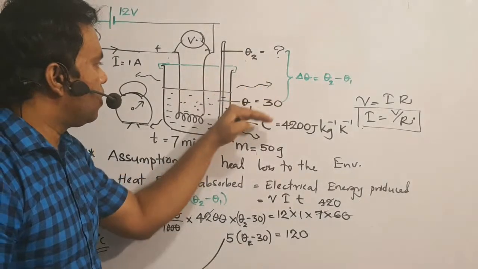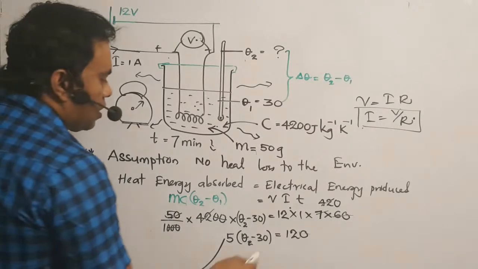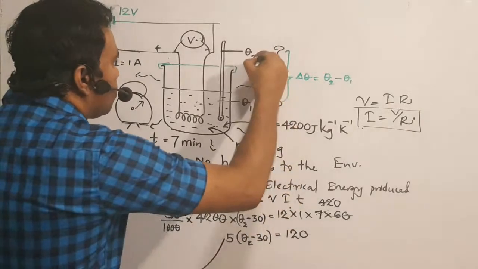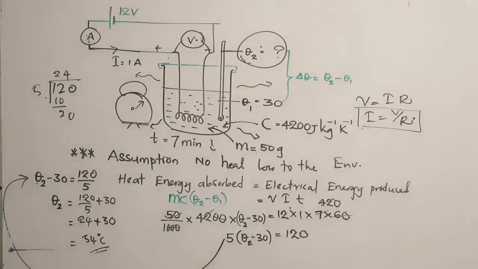Okay, so theta 2 is heated up to 54. Then temperature change. If you are asked what the temperature change is, you can simply calculate that. If you are asked what's the final temperature, you can answer 54.